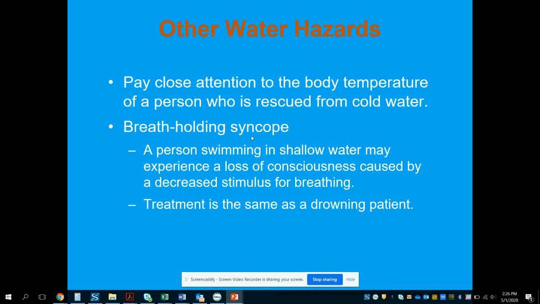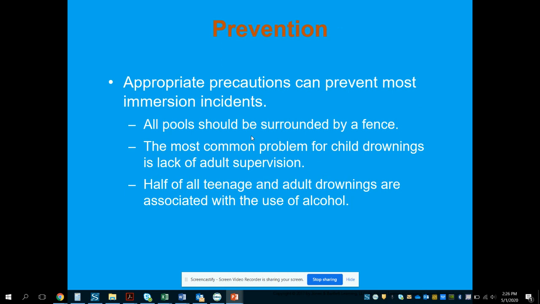Looking at some other water hazards, we want to pay close attention to the body temperature, again, especially if they were rescued from cold water. Thinking about breath-holding syncope, a person swimming in shallow water may experience a sudden loss of consciousness that's caused by a decreased stimulus for breathing. Treatment here would be the same as it would be for a drowning patient.